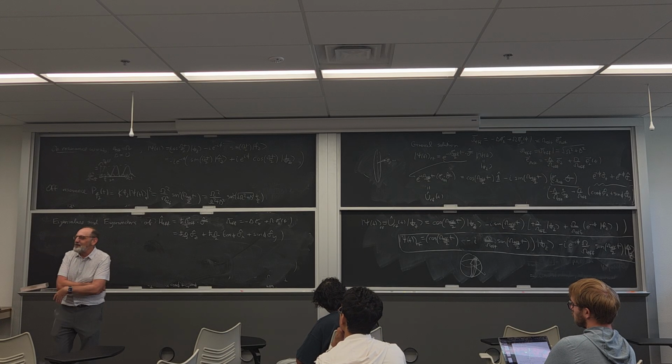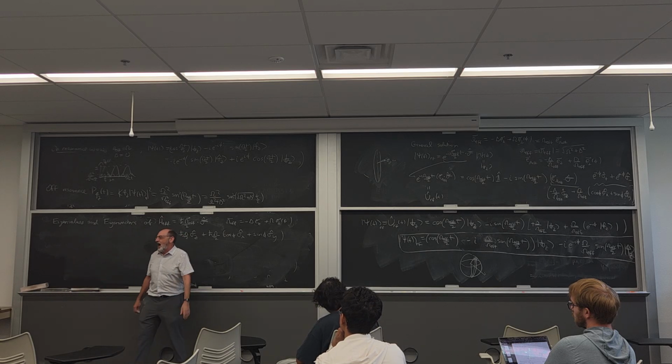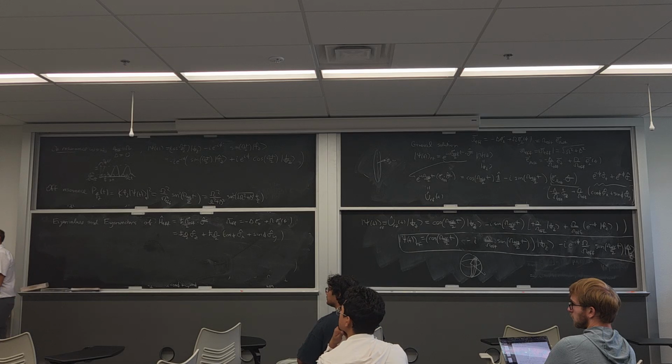No. Not for spin 1/2. You should never, ever do that. Why? What do you think? Because you can take the trace and get the Bloch vector. That's right. And so let me ask you a different question, a similar question.